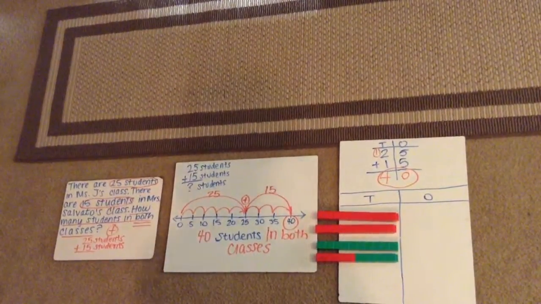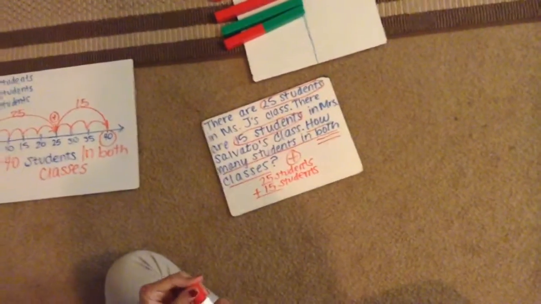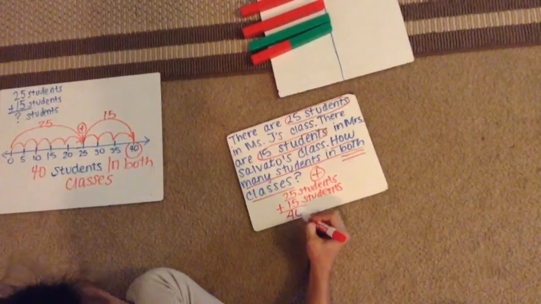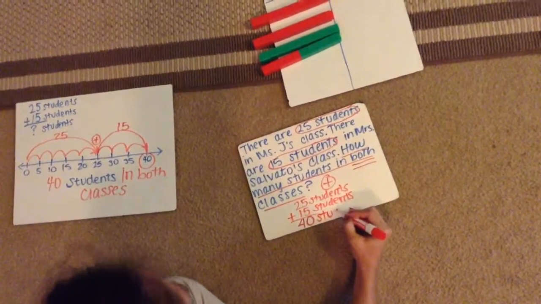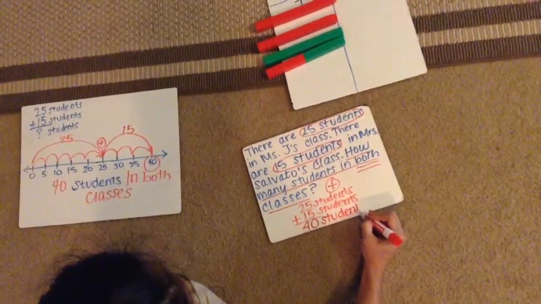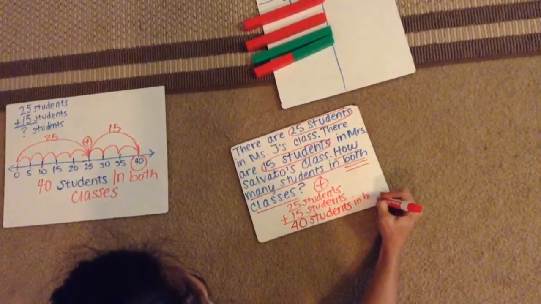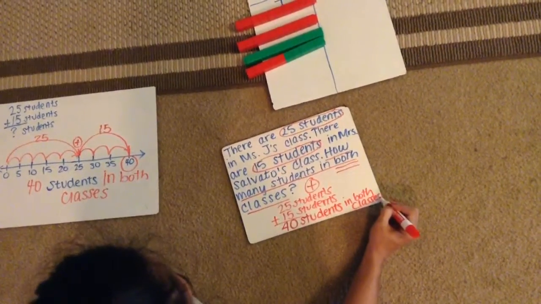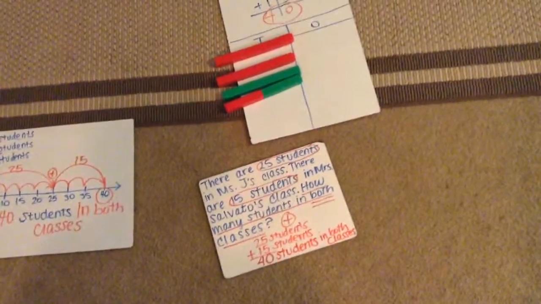We have to go back to our problem and answer with the number 40 and our unit. 40 what? Students in both classes. Awesome. That's all.